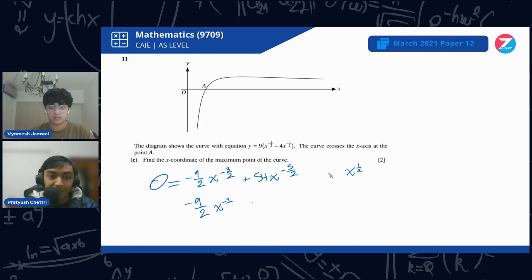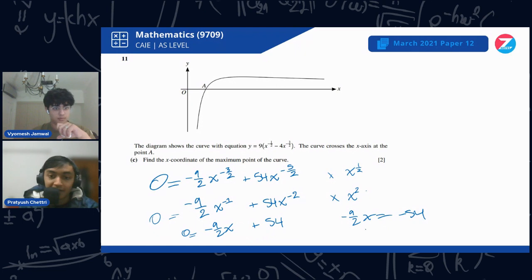Minus 1. Plus 54 x minus 2. And I don't like how these powers are negative, so I'm just going to multiply by x squared. That'll get rid of them. This will get to minus 9 by 2x, and this will just give me 54. So this equals 0. So minus 9 by 2x is equal to minus 54.